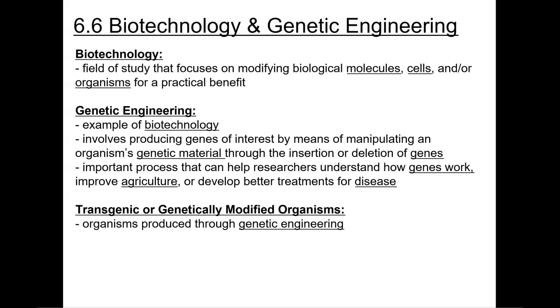So with this genetic engineering, that's an example of biotechnology. So that involves producing genes of interest by means of manipulating an organism's genetic material through the insertion or deletion of genes. Now, it's important that can help researchers understand how genes work. We can improve agriculture, for example. We can make plants drought resistant. We can make plants pest resistant using these different types of genes. And we can develop better treatments for diseases using this type of genetic engineering.